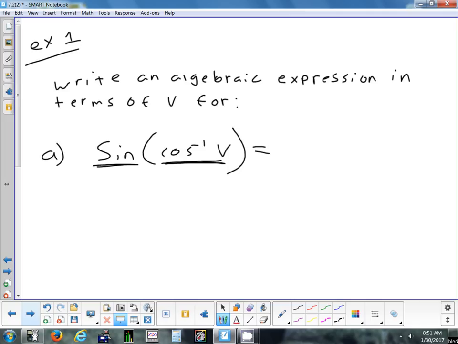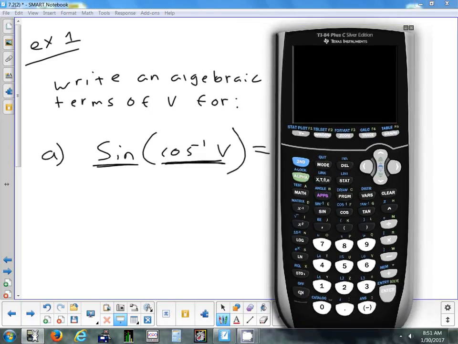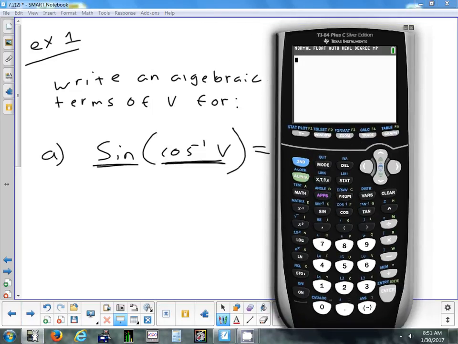So right now, I could give you a number for v, like 0.3. Let me just plug it in. Let's take the sine of the inverse cosine of 0.3, and I get that number, 0.9539. So keep that in mind.